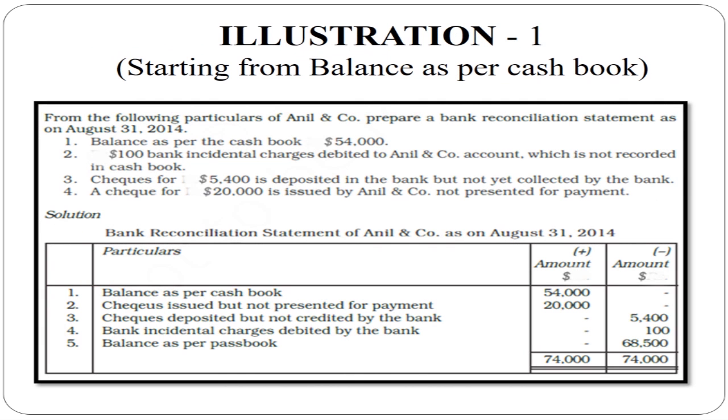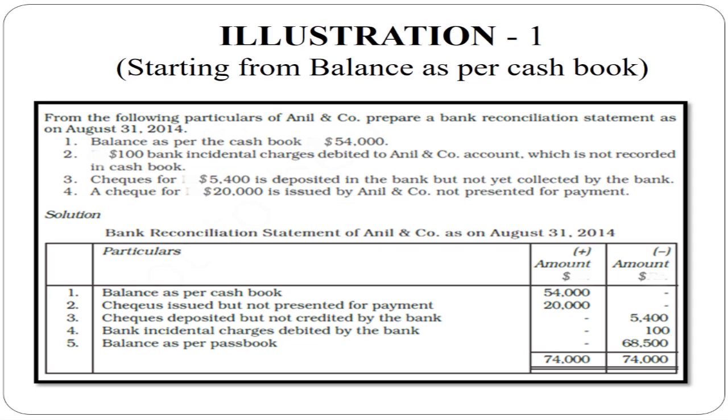Now we will move to the solution of the same illustration. That is, we'll start from the first point. Balance as per cash book, $54,000. As we have already discussed, balance as per cash book is a favorable balance, so we will write it on the plus side. Next, $100 bank incidental charges debited to Anil account which is not recorded in cash book. According to this statement, $100 were deducted by the bank from his account, but the cash book remained the same. That means $100 have not been deducted from the cash book.